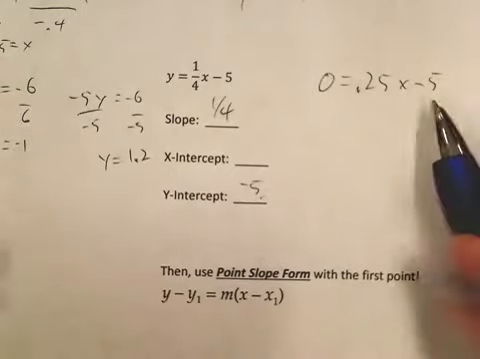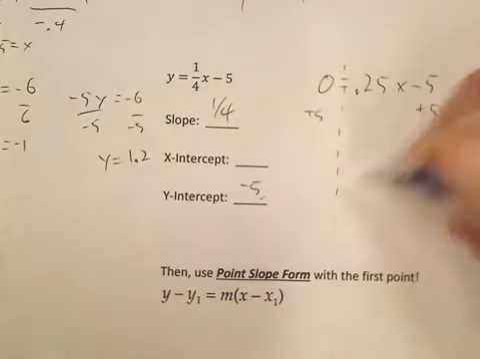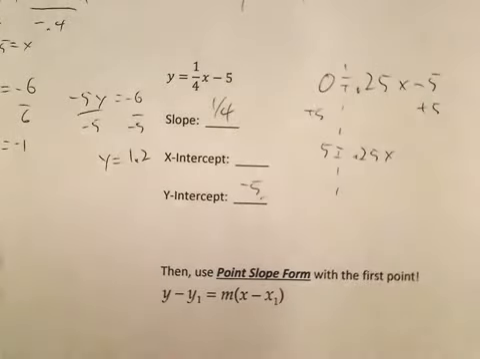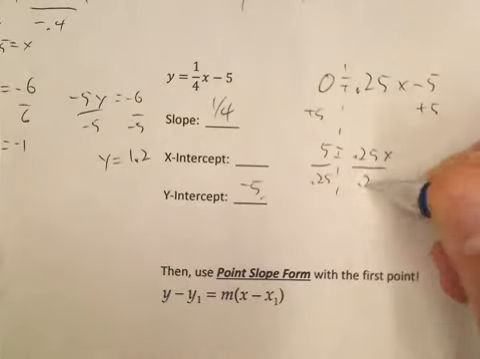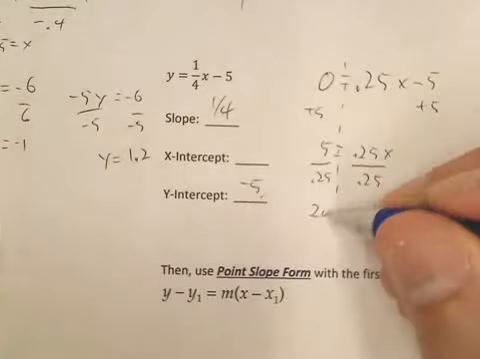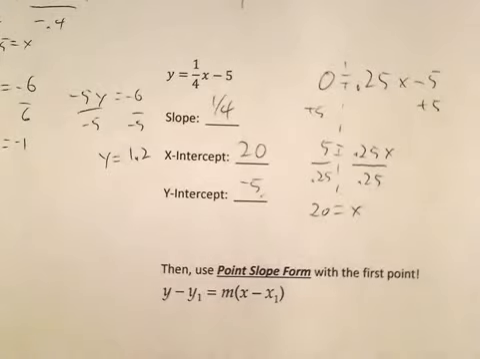Okay, let's see. To get rid of -5, I'm going to add 5 to both sides of that equal sign. And then divide by 0.25. That gives you, when you divide by a decimal, it makes the number bigger. So when you get that 20, that's fine. Don't worry about that.